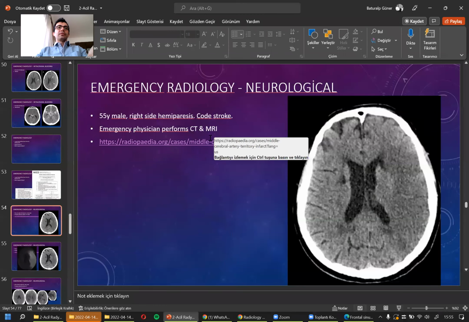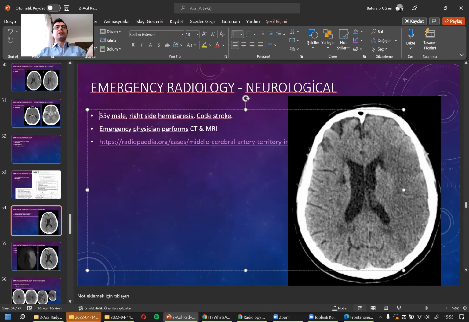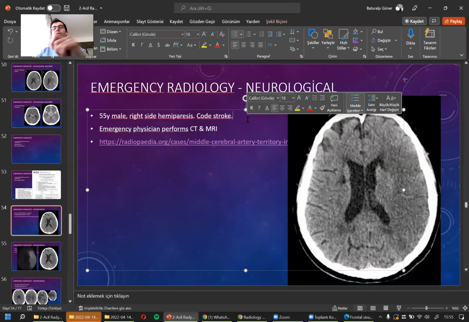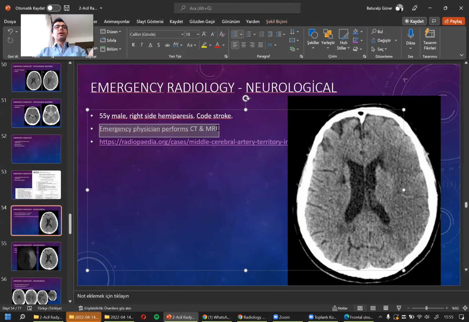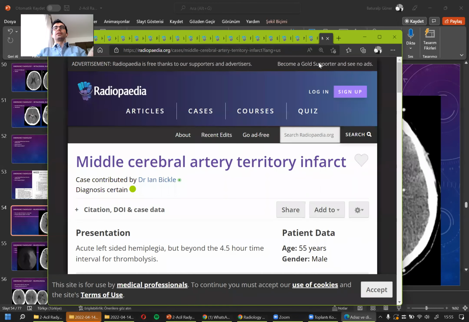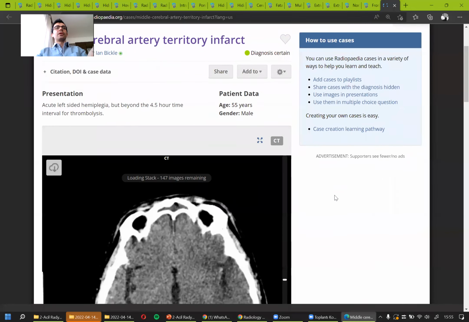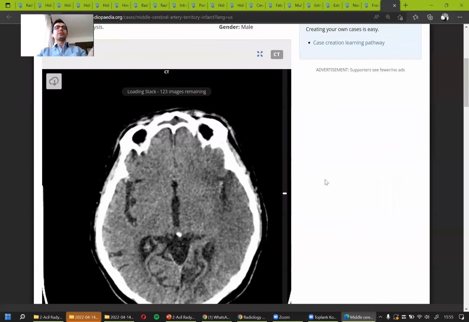We got 5 minutes. We got another patient. Let's do this one. We got 20 more going on. There's a 50-year-old, 55-year-old male who came with right side hemiparesis. The right side of the patient is not working, so you give the patient a code stroke, and the emergency physician on ward performs a CT scan and an MRI scan. Acute left-sided hemiplegia. Good one.